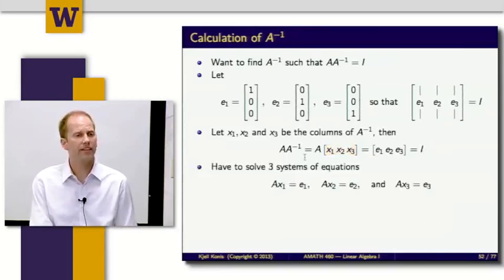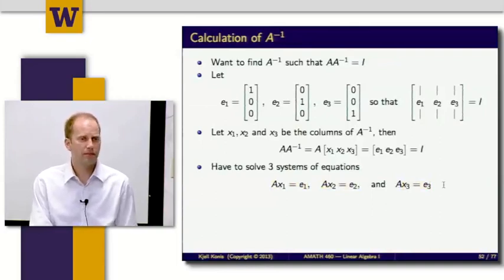And so what I end up having to do is solve 3 systems of equations. I have to solve Ax1 equals e1, Ax2 equals e2, and Ax3 equals e3. So if I was actually computing the inverse, remember before I said I could compute the solution to Ax equals b by pre-multiplying by A inverse. So if I already knew what the inverse was, I could just multiply and find that A inverse b is going to be the solution.